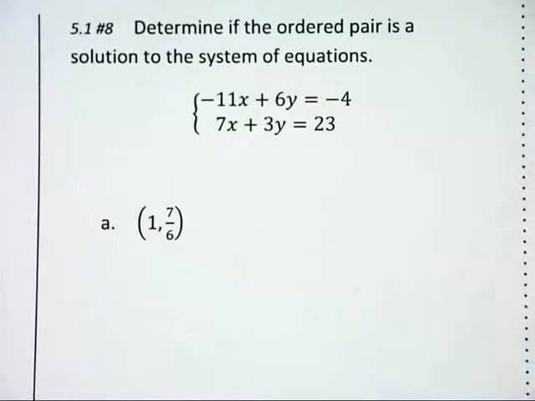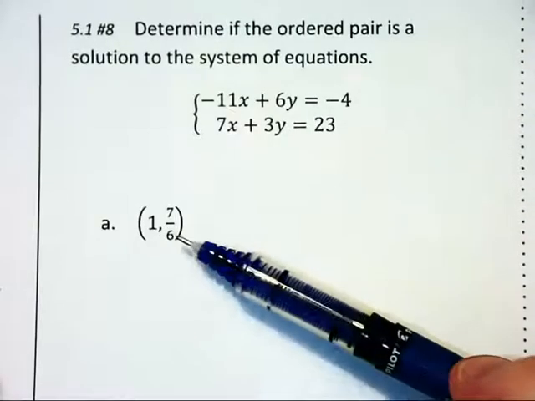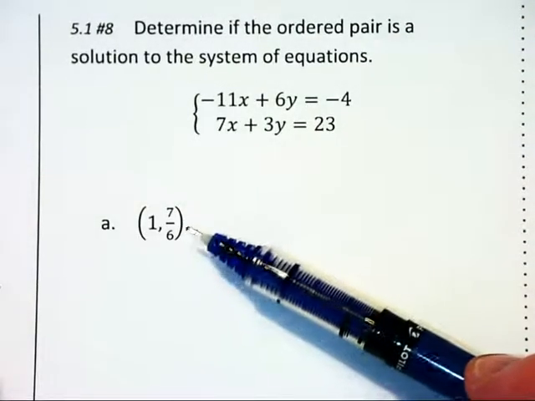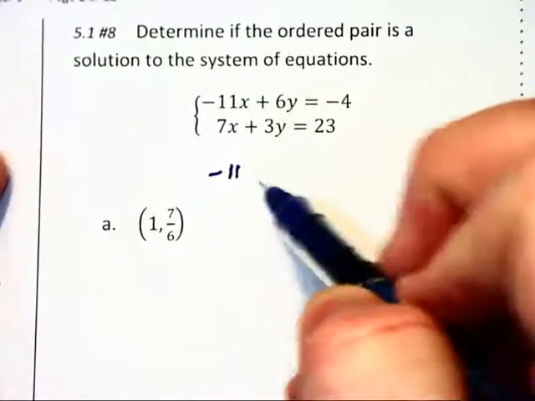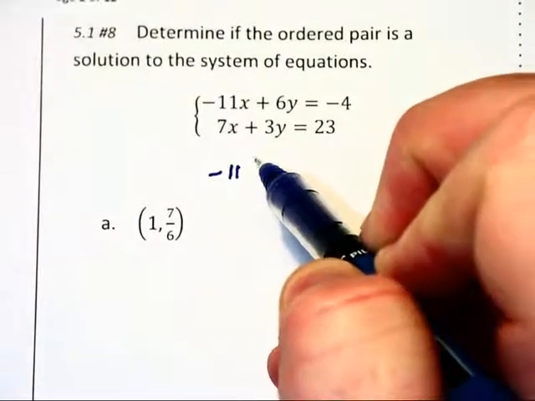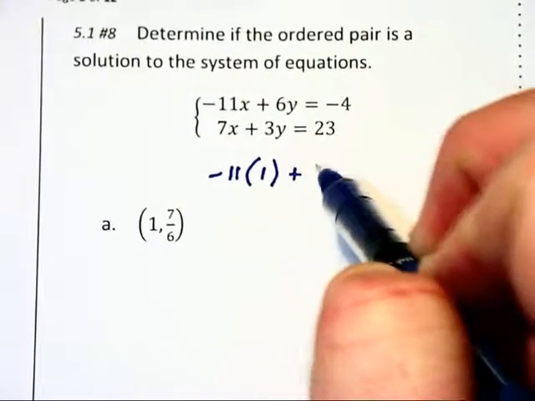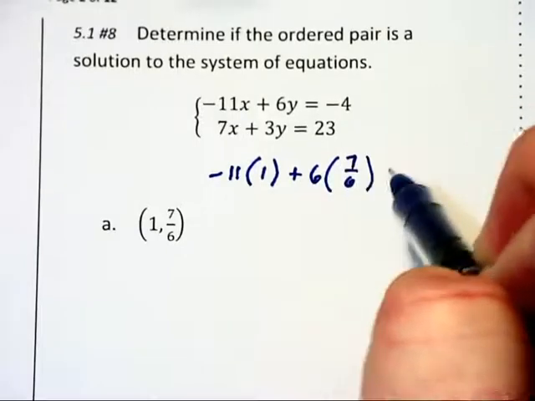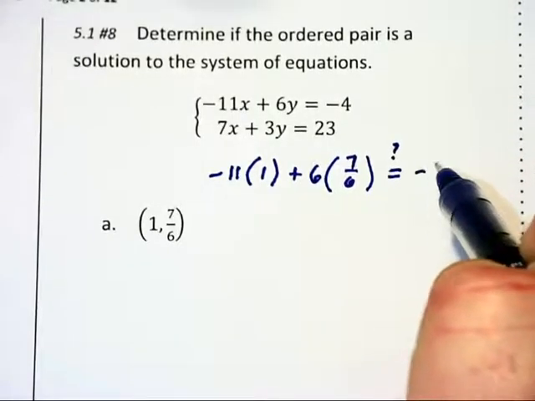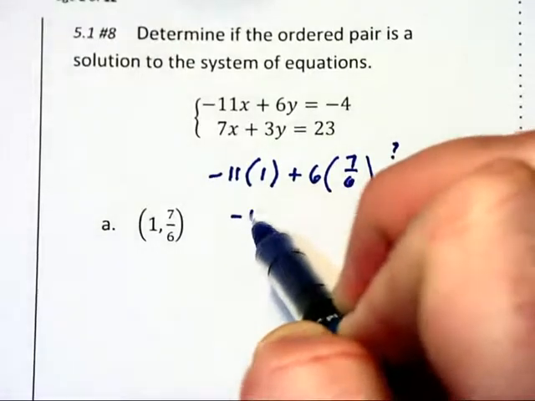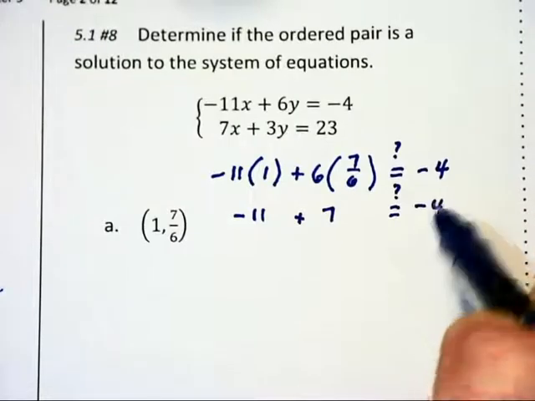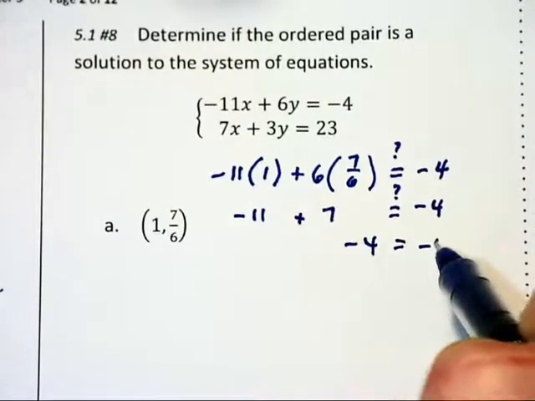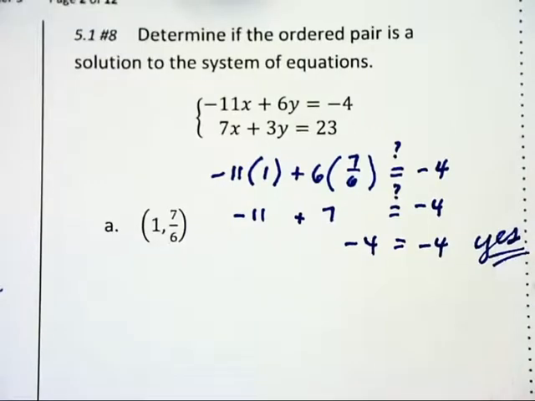Okay, it seems like we have a rather easy problem here, and it is easy, but we want to look at this skill as an important skill. This is how we check our answers in this chapter. We want to know in this first case, if we substitute in 1 for x, we have negative 11 times 1 plus 6 times 7/6, is that equal to negative 4? In other words, is negative 11 plus 7 equal to negative 4? You know that negative 4 is equal to negative 4, and the answer here is yes.